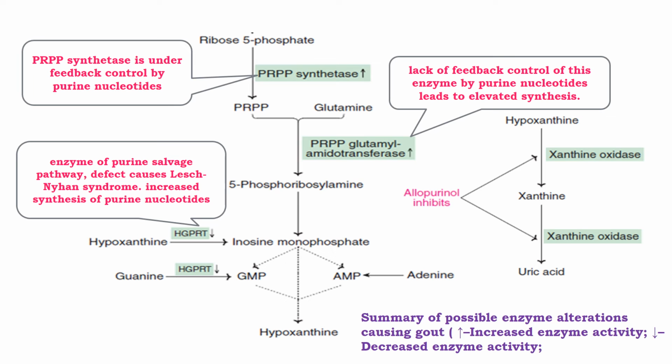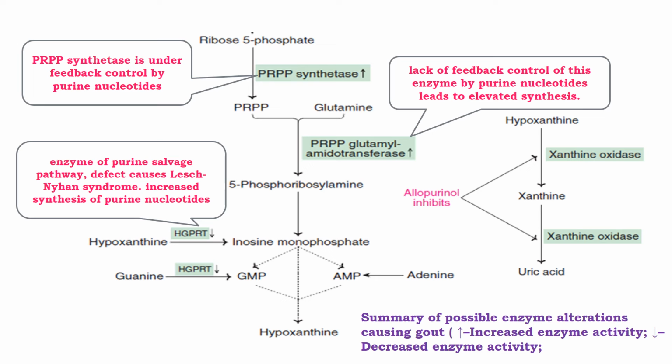Then you can see from ribose 5-phosphate we are going to get PRPP, and with glutamine, this will lead to phosphoribosylamine, and thereby we are going to get hypoxanthine. From hypoxanthine we are going to get uric acid. Now if there is an increase of the enzyme PRPP synthase, this is under feedback control by purine nucleotides. So our body has a mechanism to control this enzyme, because, as I have told you, in the feedback mechanism the end products come back to inhibit the first step.